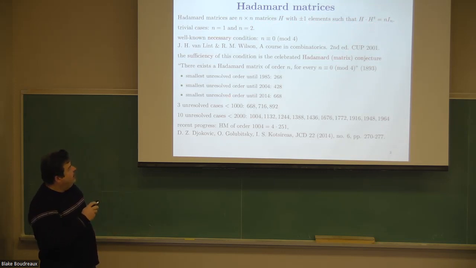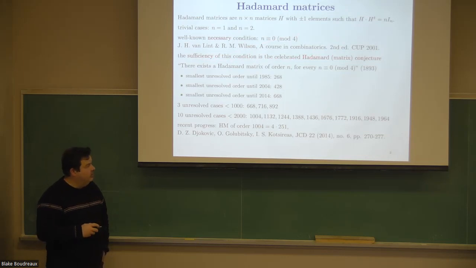There are the trivial cases n equals 1 and 2. There is a well-known necessary condition that n must be a multiple of 4. And the sufficiency of this condition is the celebrated Hadamard conjecture, which is open since 1893.